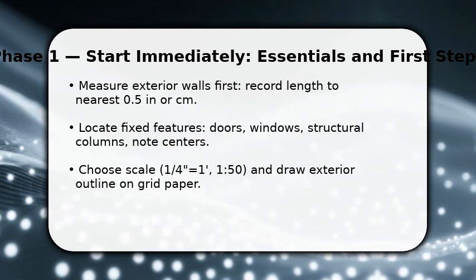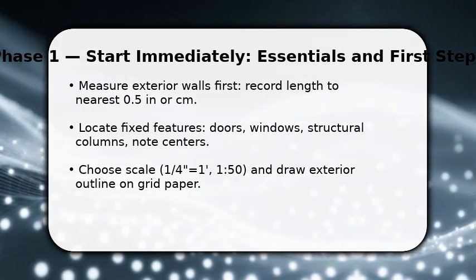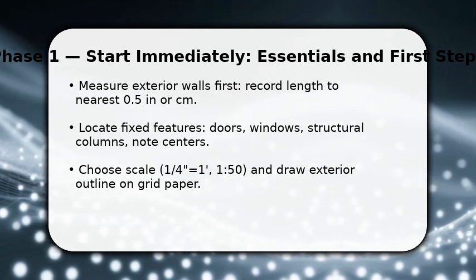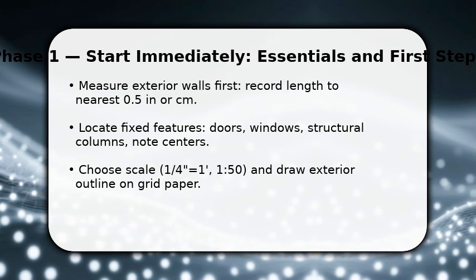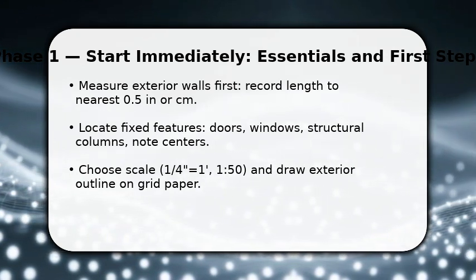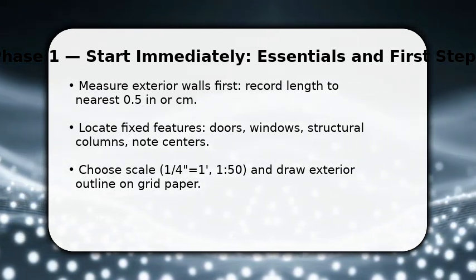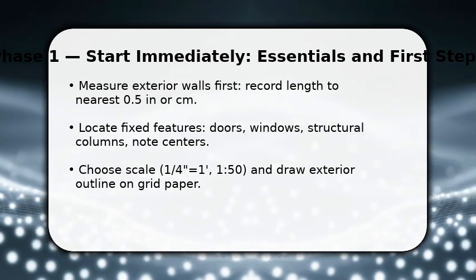You must locate doors and windows now and note their centers and swing directions because these determine clearances later. Make sure to record wall thicknesses and any fixed elements like columns. Accurate exterior dimensions save rework in later steps.